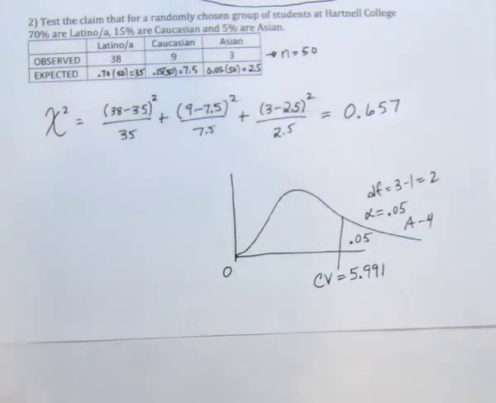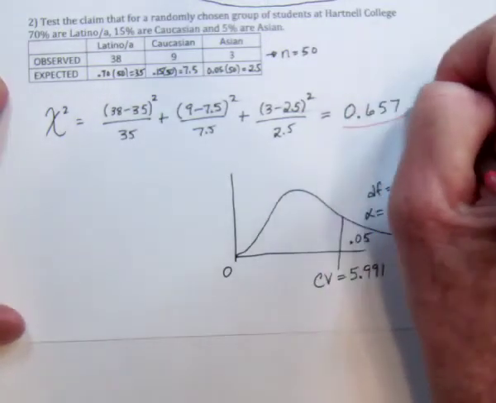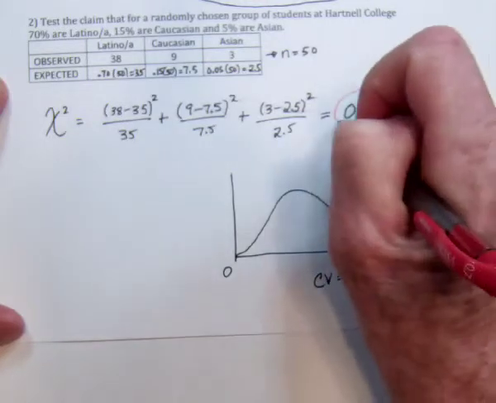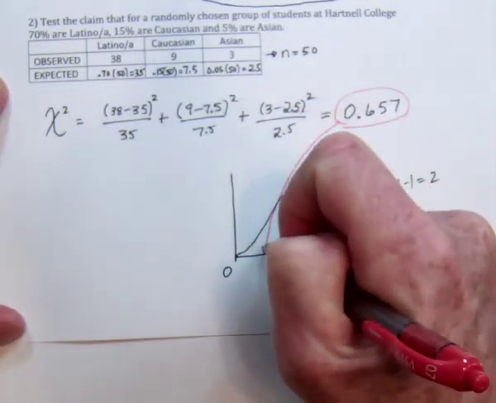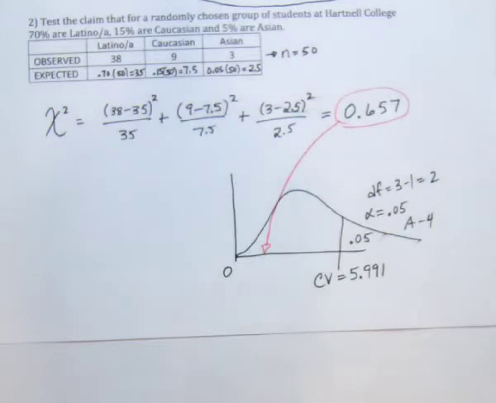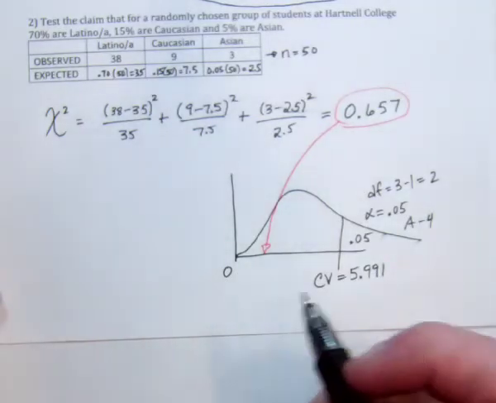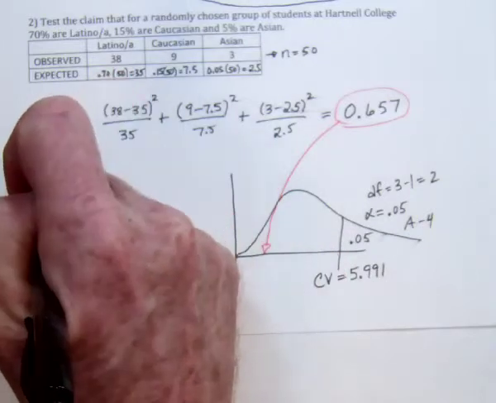And then the question is, does a 0.6 go past a 5.991? The answer is no. So that means fail to reject. We cannot reject the claim.